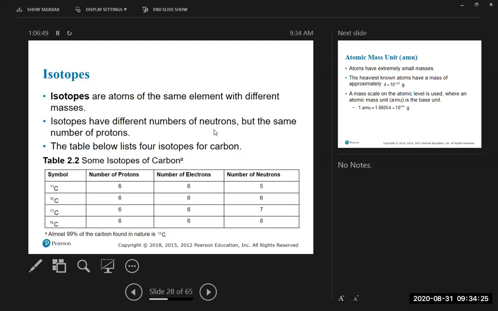So there you see in carbon-12, the one we were talking about, you have 6 neutrons. You go to 13, now you have 7. So by varying that number of neutrons, you get different weights, so to speak, and that's how you see the different isotopes. You see the little footnote at the bottom that says about 99% of carbon that's found in nature is the carbon-12. So the other carbons aren't seen very often, but they are present.